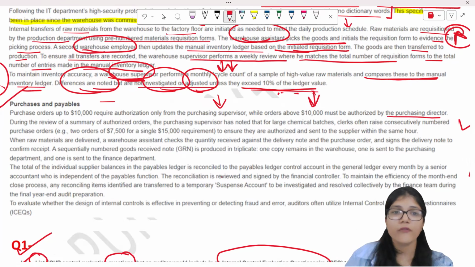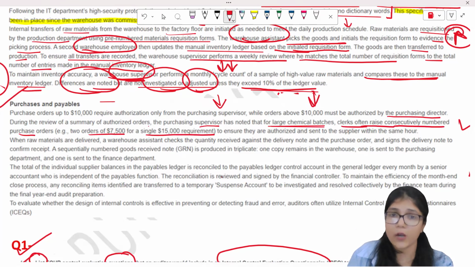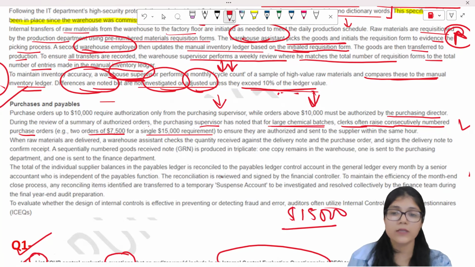During the review of the summary of authorized orders, the purchasing supervisor has noted that for large chemical batches, clerks often raise consecutively numbered purchase orders. For example, two orders of a certain amount for a single requirement. That means if they have a requirement of $15,000 worth of products, they will place it in two batches, 7,500 and 7,500, which is a little fishy.